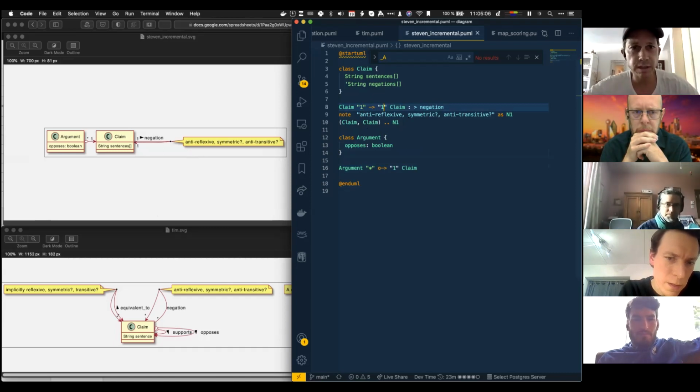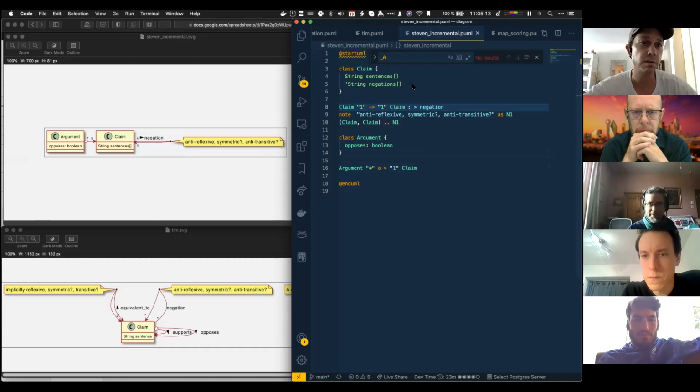Well, there's no negation relationship between claims. Yes, there is. Oh, because you got rid of the string negations. Well, it's one or the other. So I left this one. Right. In this case, if you have the negation, the relation is gone. That's true.